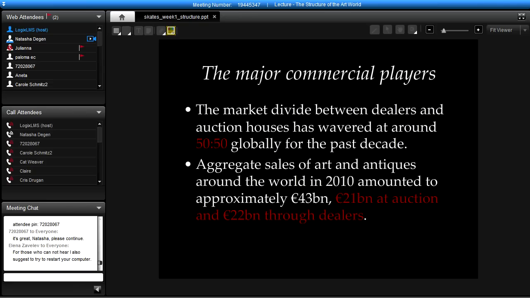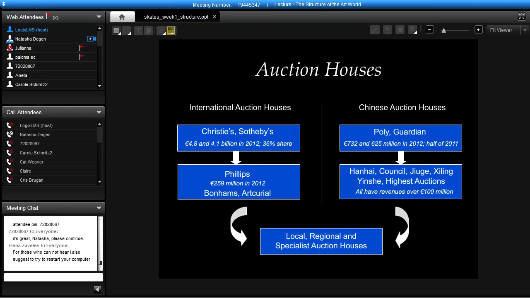And the major commercial players, of course, are the auction houses and the commercial galleries. And in fact, the market divide between dealers and auction houses has wavered around 50-50 for about the past decade. So what does that mean? It means that the market share is roughly evenly split.